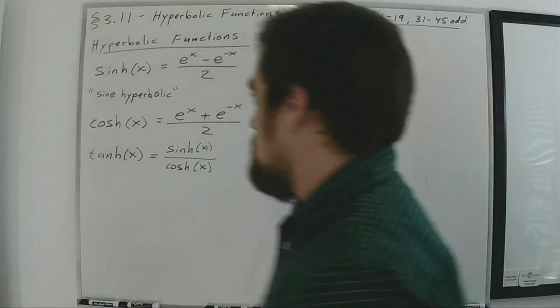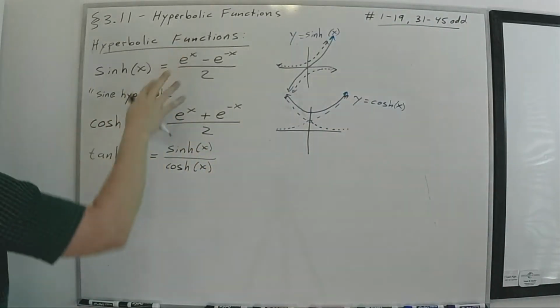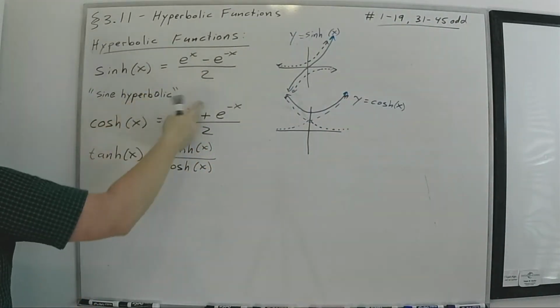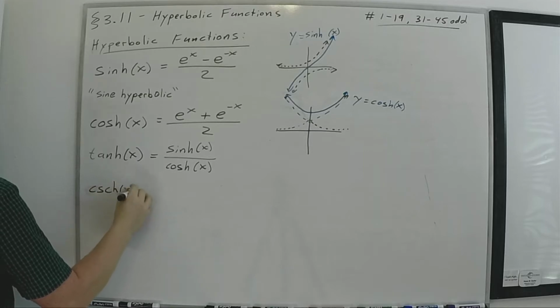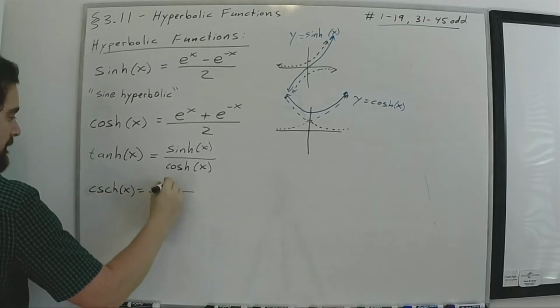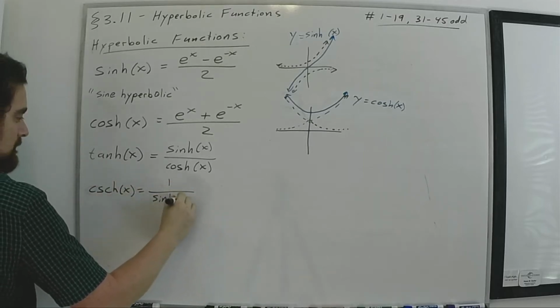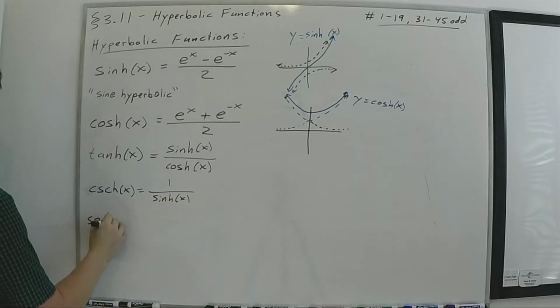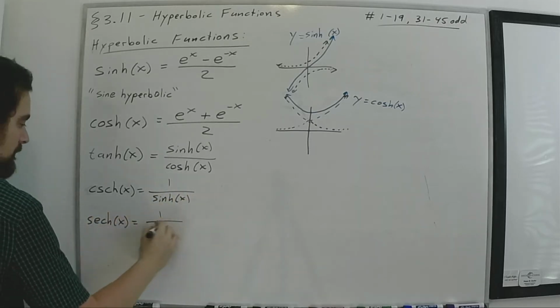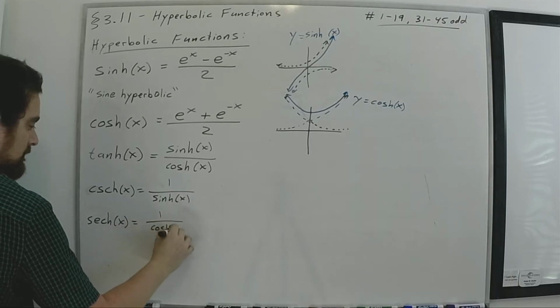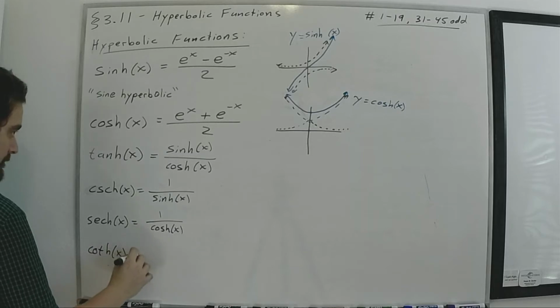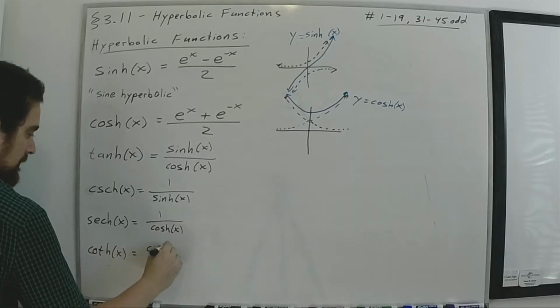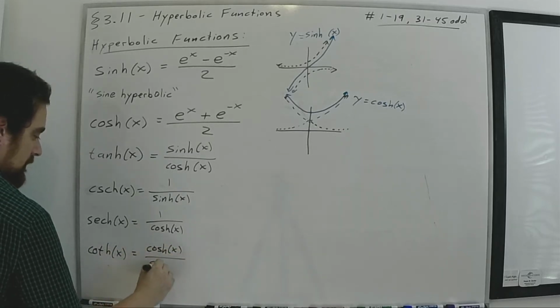And then same thing with the other reciprocal functions. We can reciprocate all this, flip numerator and denominator, and get all the other ones to pop up for free. So cosecant hyperbolic of x is 1 over sine hyperbolic of x. Secant hyperbolic of x is 1 over cosine hyperbolic of x. Cotangent hyperbolic of x is cosine hyperbolic of x over sine hyperbolic of x.